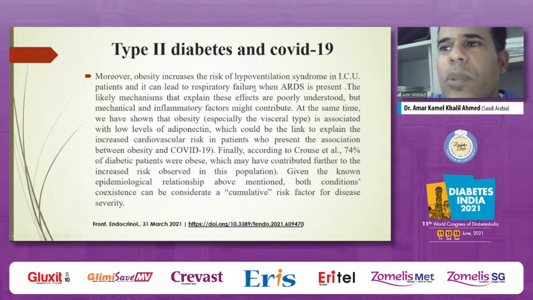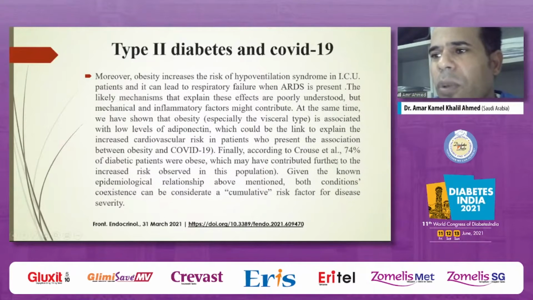Obesity increases the risk of hypoventilation syndrome in ICU patients and can lead to respiratory failure when acute respiratory distress syndrome is present. The likely mechanisms that explain this effect are poorly understood, but mechanical and inflammatory factors might contribute, like Dr. Abi spoke about before in today's session: obesity and inflammatory factors like leptin and interleukin-6.